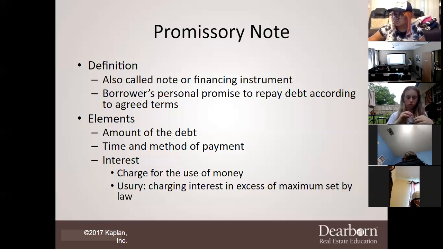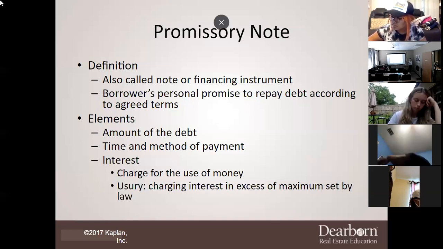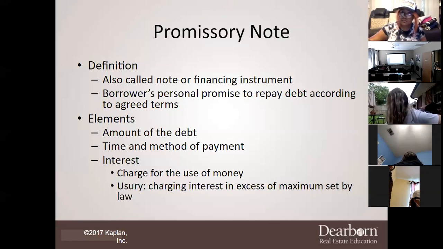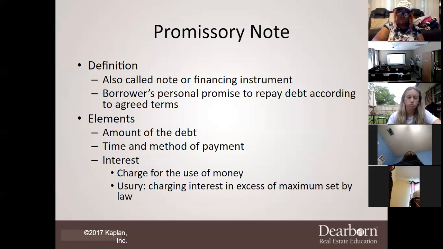And we talked about this earlier in a different class. If you want to write down PITI, vertical, and remember that's principal, interest, taxes, and insurance. So interest is the charge to use money. It's basically saying we're loaning you money, we need to make money too, everybody's got to make money. So we're going to charge you for loaning you the money.